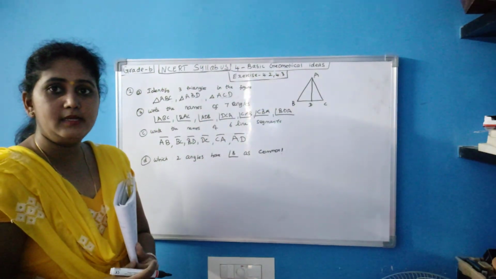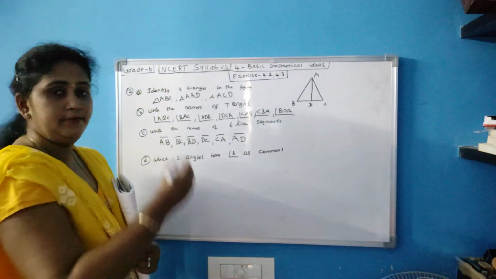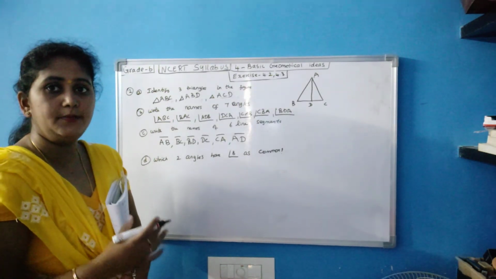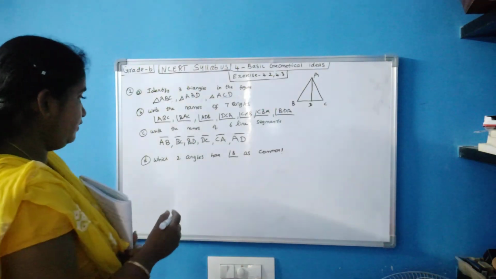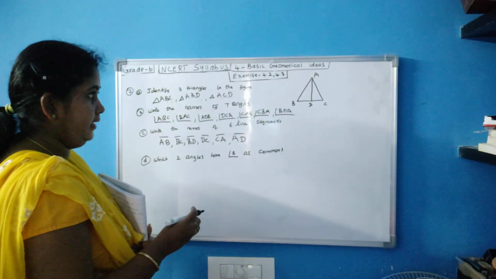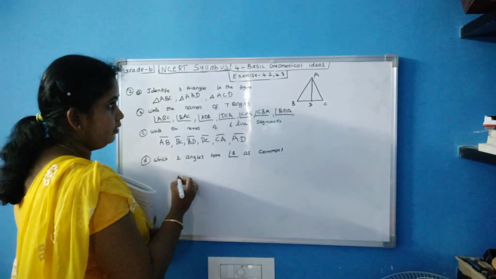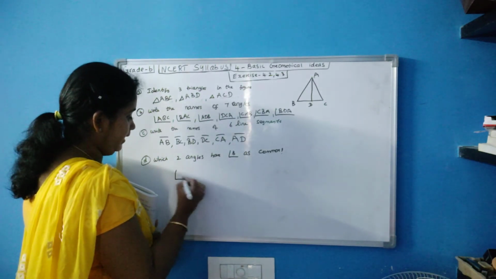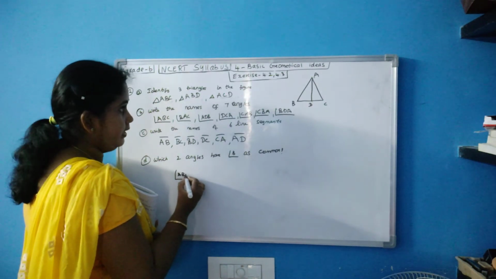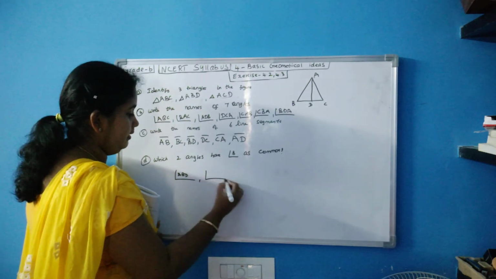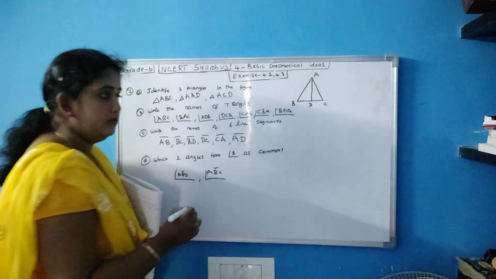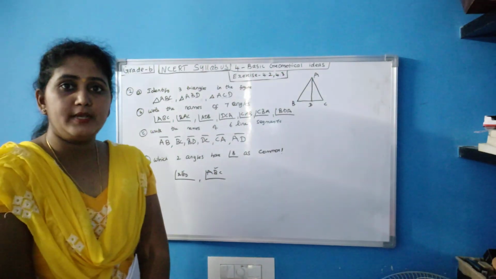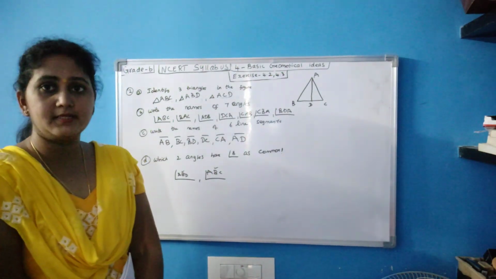Did you understand? So this is how, with the given diagram, if you know the concept, you have to apply the concept and write the answers. Okay. Which 2 angles have angle B as common? So which 2 angles? Angle ABD, okay, and then angle ABC is having B as common. Okay, so with this your exercise 4.3 is completed.